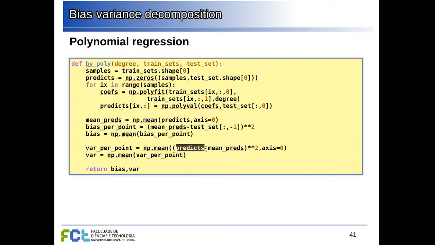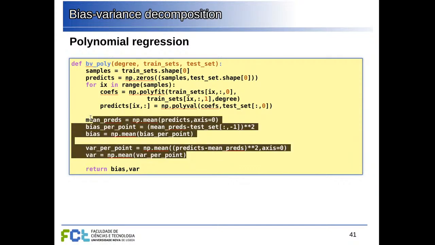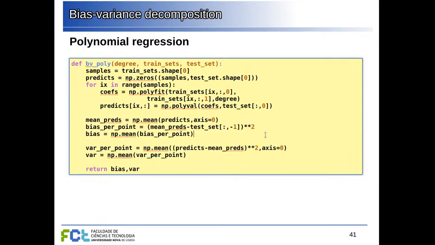We can take the predictions minus the average of the predictions. So this will compute all these differences between each prediction and the average. We square that, and then we take the mean to obtain the variance for each point. And again, we average that to obtain the variance for the model. So these are just writing in Python the two expressions that we saw earlier.